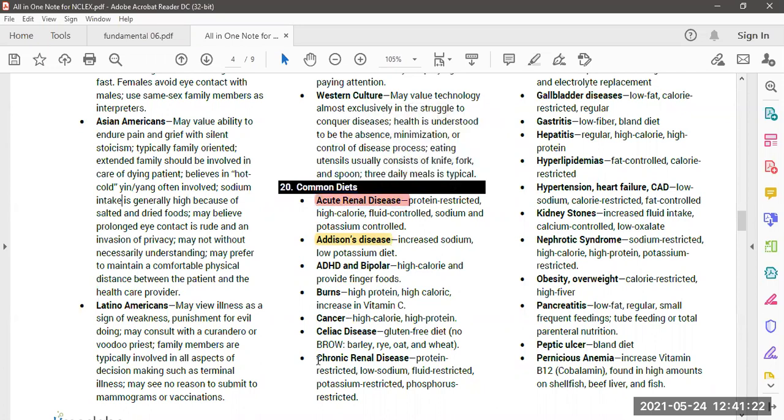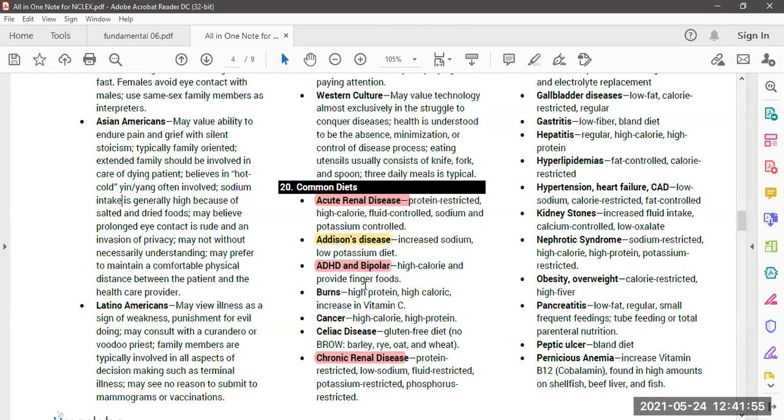Let me here, it is a chronic renal disease: protein restricted, low sodium, and also fluid restricted, potassium restricted, phosphorus restricted. If patient has ADHD or bipolar, it is good to give them the high calorie and provide finger foods.